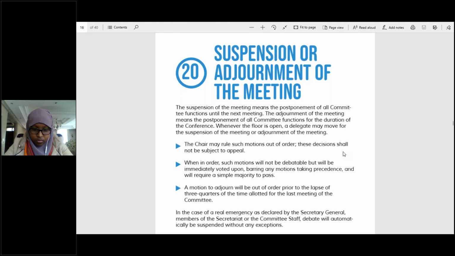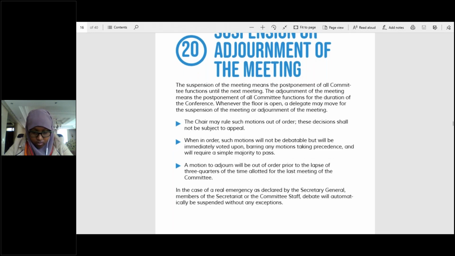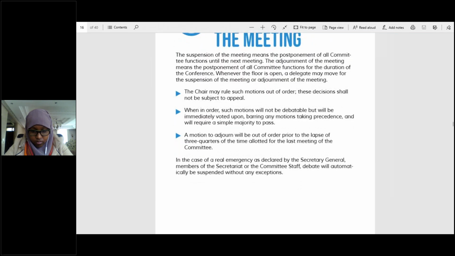So the chair may rule such motions out of order, and these decisions are not subject to appeal, and we'll get to appealing exactly. So when in order, such motions will not be debatable, but will immediately be voted upon, barring any motions taking precedence, and will require a simple majority to pass. So if you're in a committee of 80 people and you have 41 people, then that's fine. It doesn't require a 2/3 plus 1. However, a motion to adjourn will be out of order prior to the lapse of 3/4 of the time allotted for the last meeting of the committee.